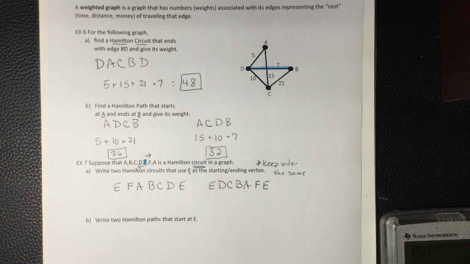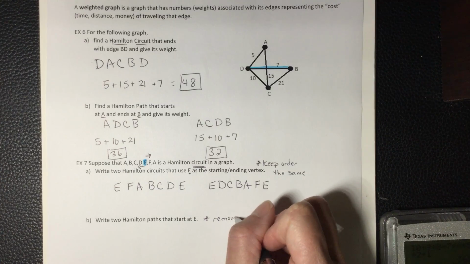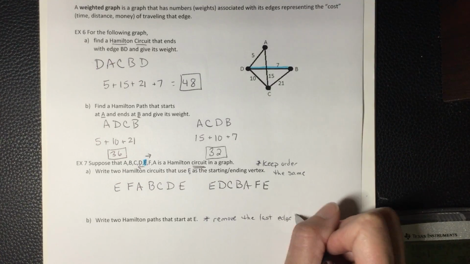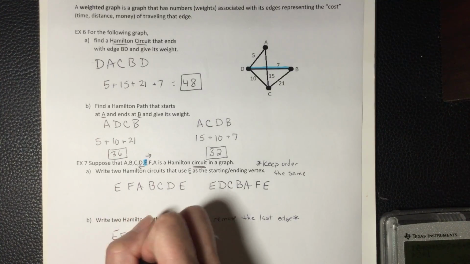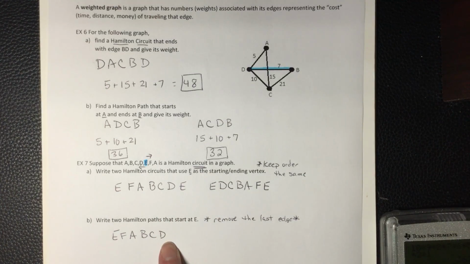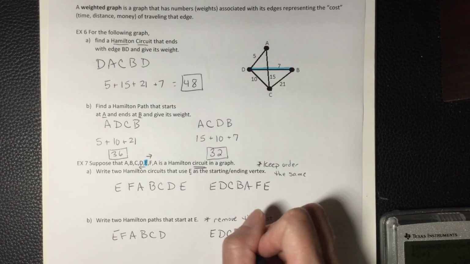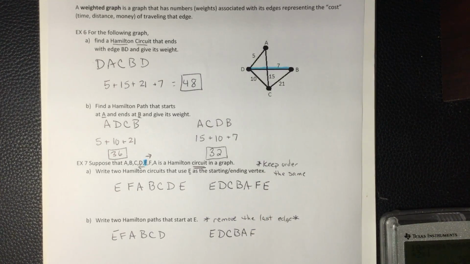All right, now if I want to do paths that start at E, remember a path doesn't go back to the beginning, so you're going to take your answer from A and you're just going to remove the last edge. Okay, so if I bring this answer down, it'll be E, F, A, B, C, D. I'm not going to travel that last edge back to where I started, so I'm just going to remove the E. Same thing here, E, D, C, B, A, F. Okay, so I just took the E off, and now I have a path instead of a circuit.